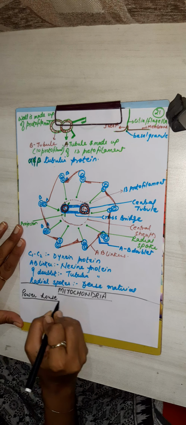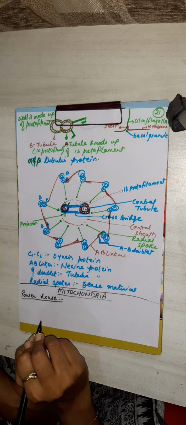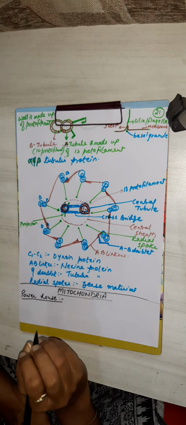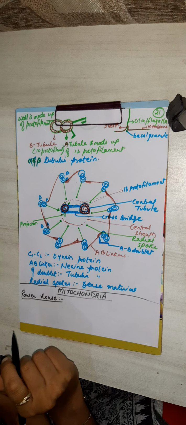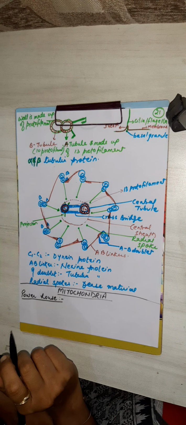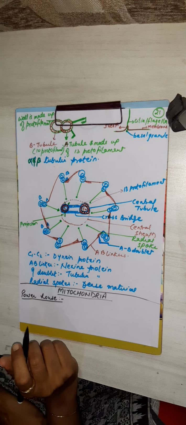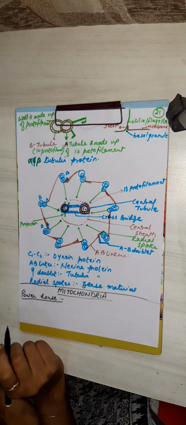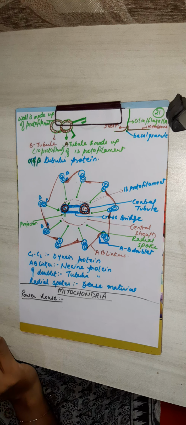Why? Because it serves as the site for synthesis of ATP. It is a site for ATP. Here ATP is synthesized, which is the energy currency. How? Aerobic cellular respiration. Okay, and it is also known as a semi-autonomous organelle. Why? They have their own DNA and ribosomes.